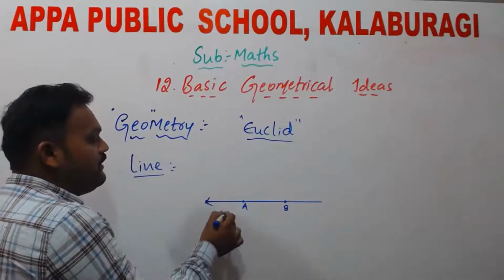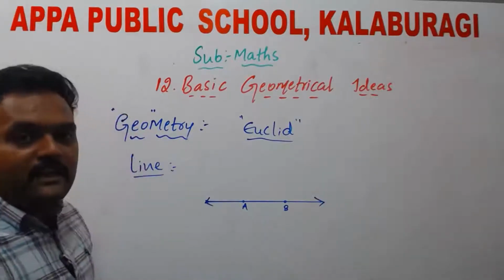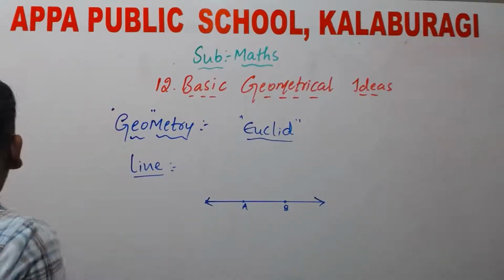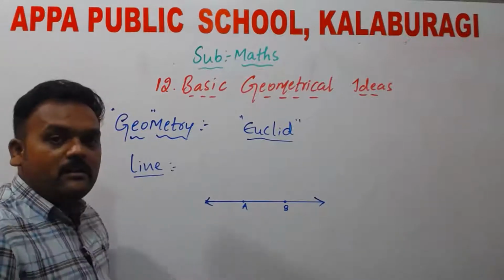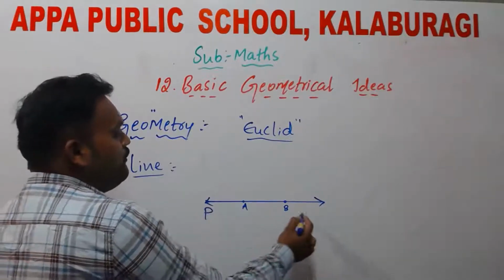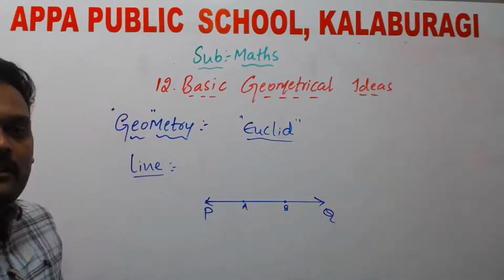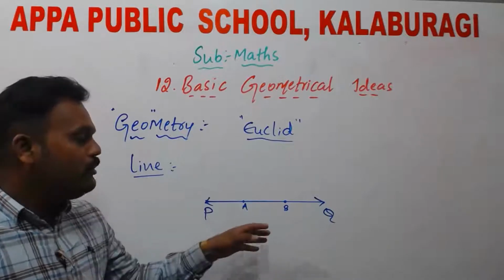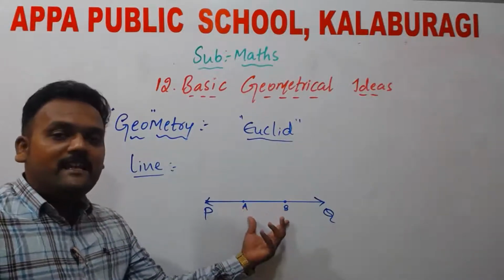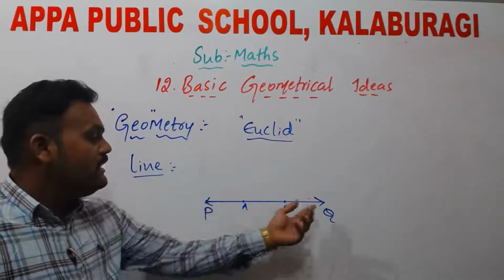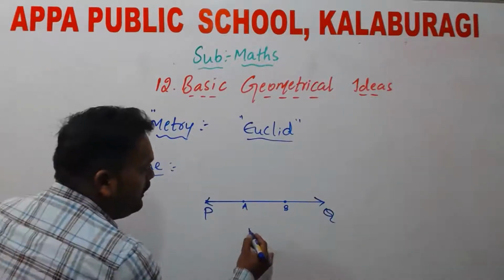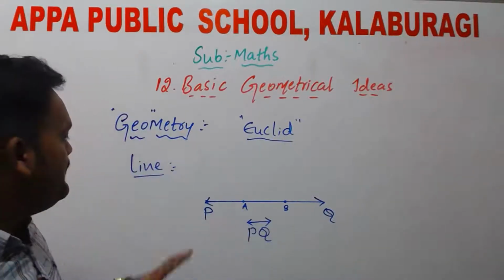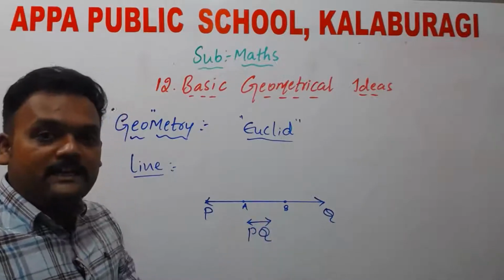Where line means what? A line can be extended indefinitely. See, a line can be extended endlessly on both the sides. For example, I will give the names P and Q here. What is a line? A line can be extended on both the sides. Now, you know only AB is a line segment. PQ is a line. Like this, two arrow marks means it is called a line.